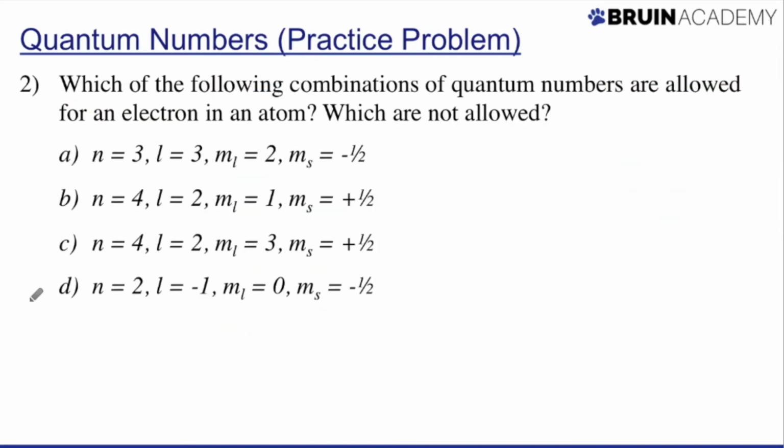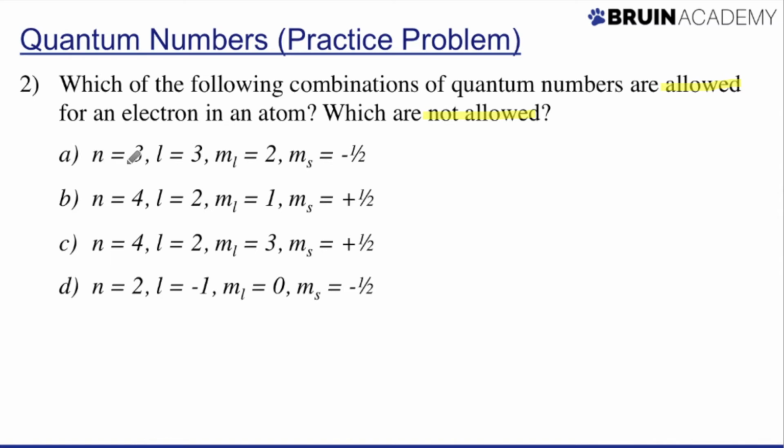All right, so let's try the next example. The next example says, which of the following combinations of quantum numbers are allowed for an electron in an atom, and which are not allowed? All right, so some of these will be okay, some of them will not be okay. We have to identify which ones work and which ones will not work. So let's start with A.